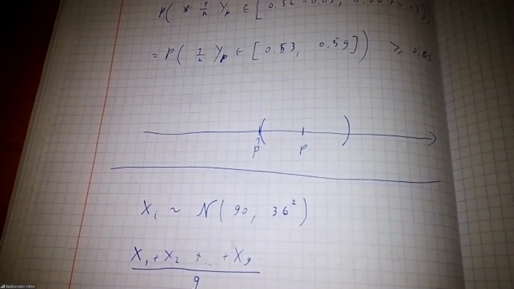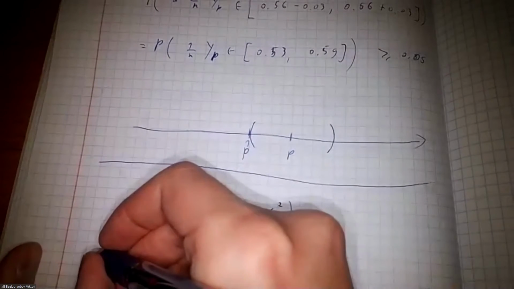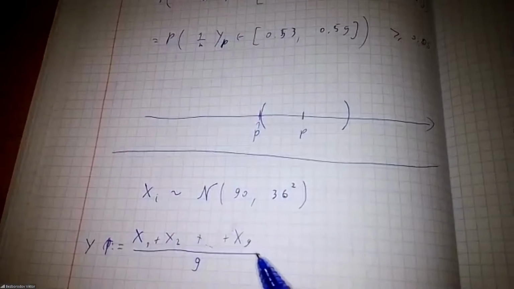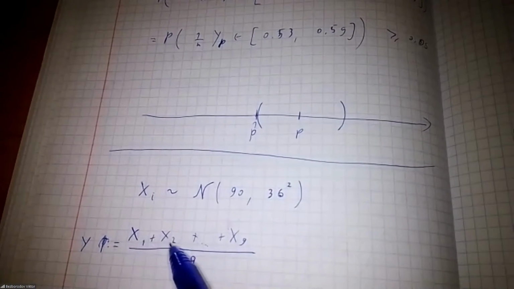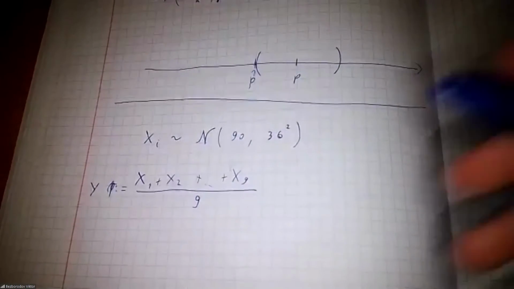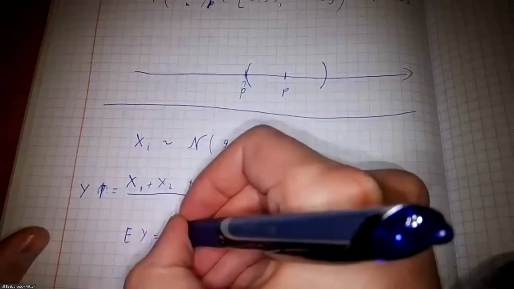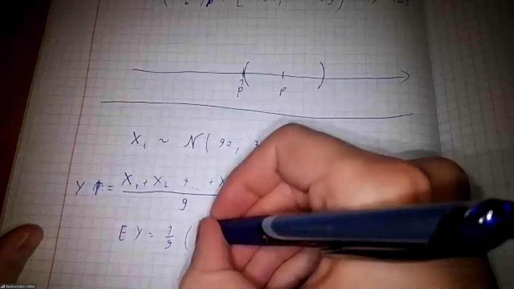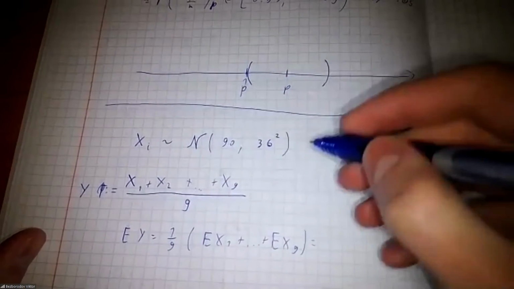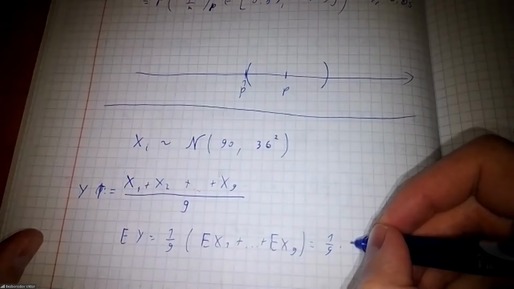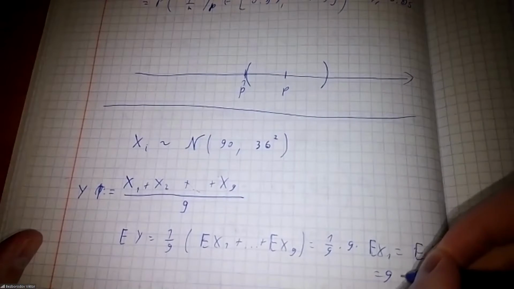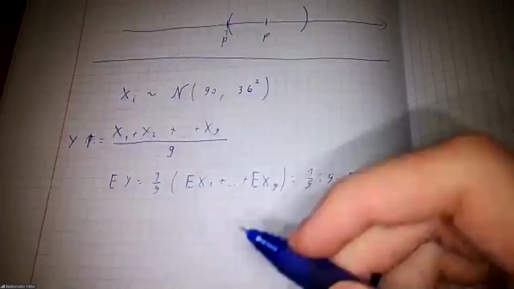But we can compute the expected value and the variance. Let's denote the sample mean by Y. X1, X2, up to X9 is the sample, and Y is the sample mean. The expected value of Y equals 1/9 times the expected value of the sum, which is the sum of the expected values. They are all the same, so it's 1/9 times 9 times the expected value of X1, which is 90. Now comes the variance, which is a little bit more interesting.